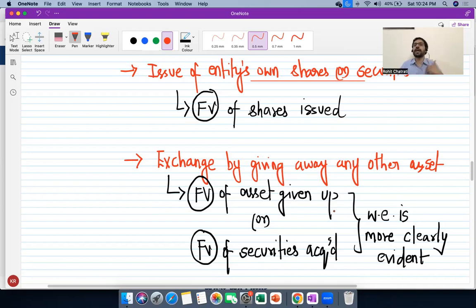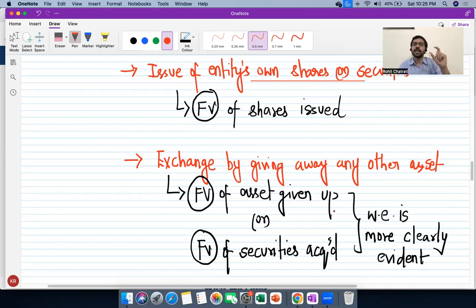For example, in my illustration, investment in Reliance has got a clear price on an exchange, whereas this iPhone 14 is more an approximation that I have done for the purpose of just giving information, right? So over here, more clearly evident is the Reliance share price, and therefore I will recognize the investment in Reliance at the fair value of Reliance itself, which means I am going to see what is the market price of Reliance on the date of purchase. I will multiply that with 1,000 shares and I will recognize the investment at 1,000 multiplied by the market price.